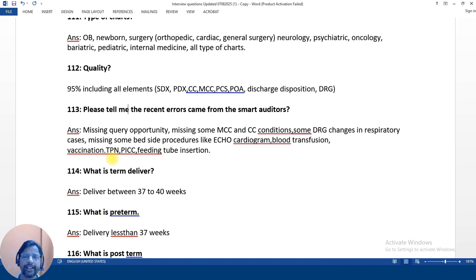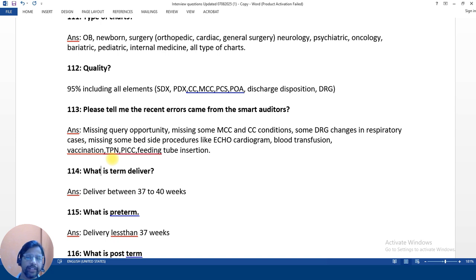So please tell me the recent errors that came from the auditors. Okay. So no one is a god. Everyone makes mistakes. In the interview, they may ask you what recent errors you have committed. So missing query opportunity, missing some MCC and CC conditions, some DRG changes in the respiratory cases. So if you want to code respiratory cases appropriately, you need to check the clinical indicators appropriately. Missing some bedside procedures like echocardiogram, blood transfusions, vaccination, TPNs, PICC, okay, and feeding tube insertion.